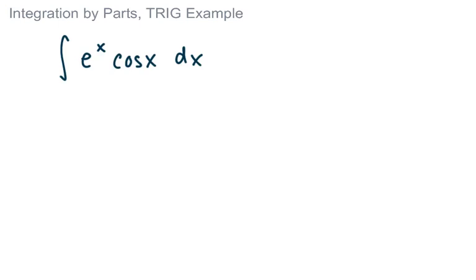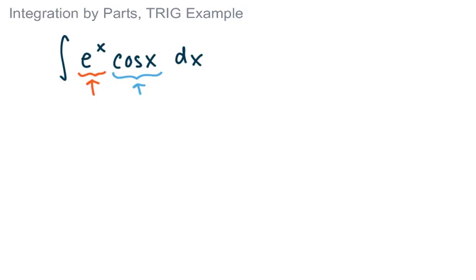Welcome back. In this video, we're going to further our techniques of integration by looking at another integration by parts example. In this specific example, we are dealing with some trig. We've got cosine. So we want to solve the integral of e to the x times cosine x integrated with respect to x.